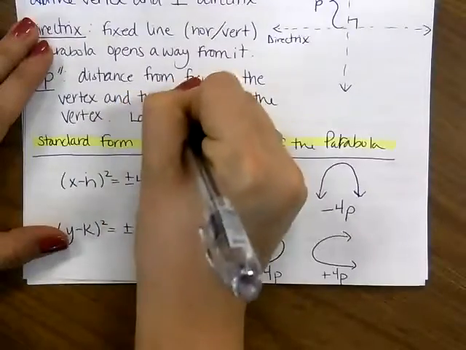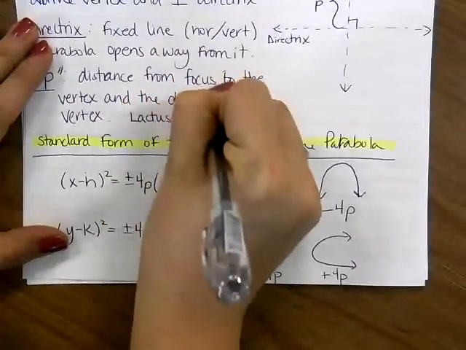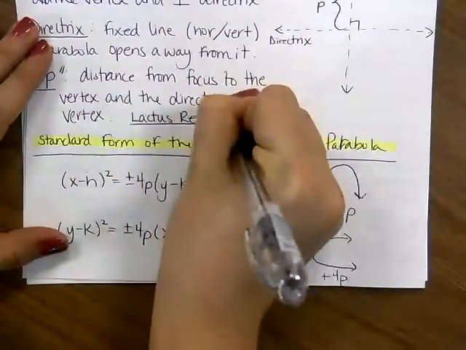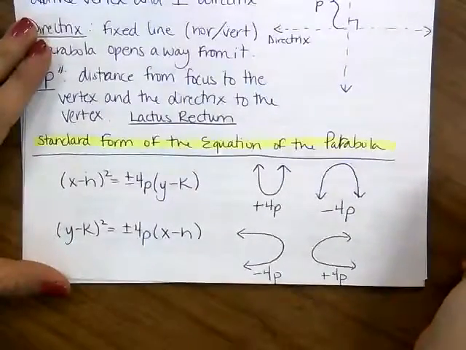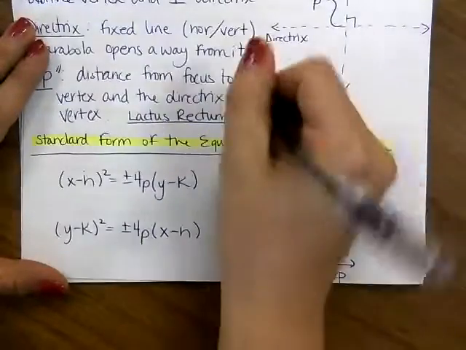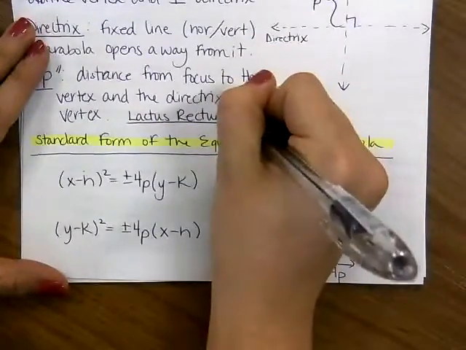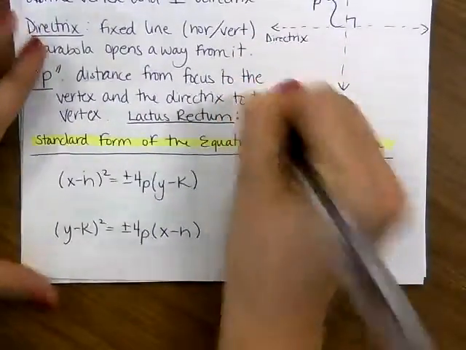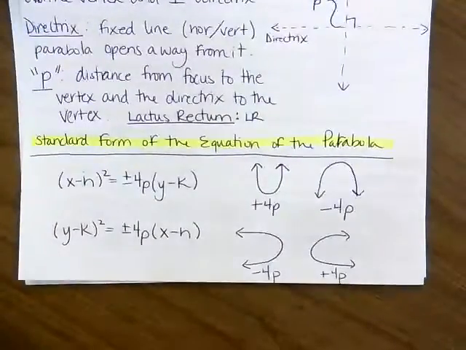Not really. It's called the lattice rectum. That doesn't even sound like math. It's just a stupid name that I think they made up to torture teachers. Who wants to say that? Okay, so we're going to call it the LR, because it just sounds better. So we're going to talk about the LR.